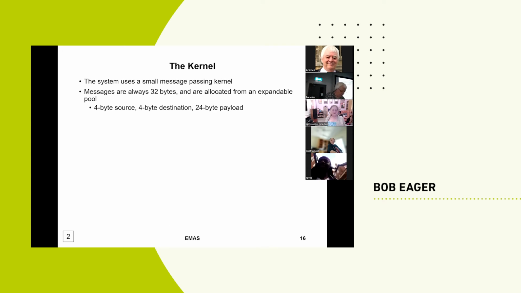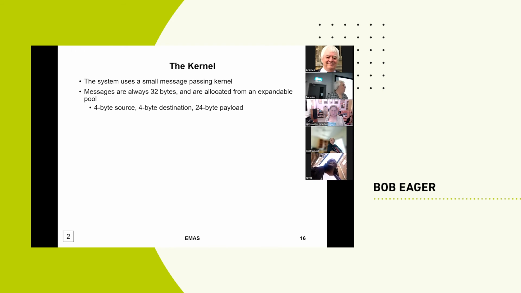I'll go on to the system kernel now, the most important part of the operating system. Relatively small, as kernels should be, not like Linux. And the system uses a very small message passing kernel. Messages are a way of passing a thing between parts of the kernel. You fire a message to a different part. So if you want to read something from the disk, you fire something at the disk driver, and the file system might do that. Messages are always 32 bytes in EMAS, allocated from a pool of memory, basically.